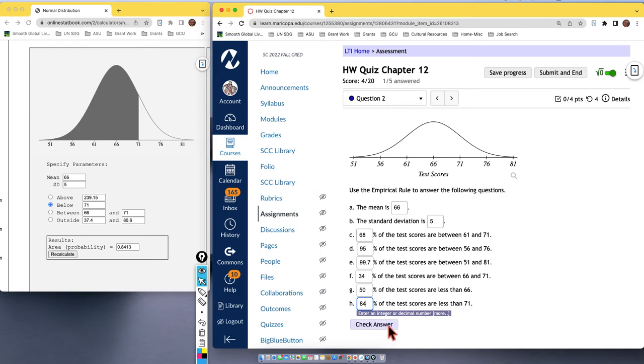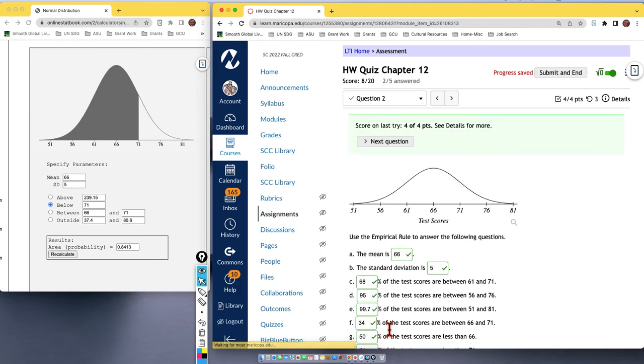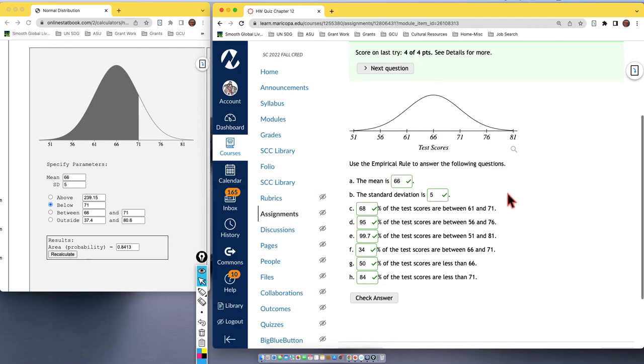Using the empirical rule. And again, your numbers may be different. Probably they're similar as far as the answers, they'll probably all be the same except for the mean and standard deviation. So does that make sense, how that works? Any questions? We all good? Okay.